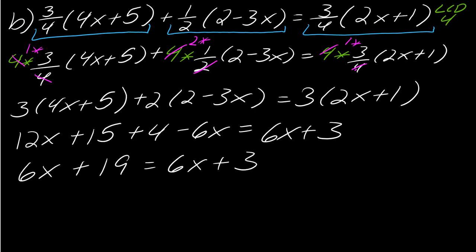And then I always like to start with the x's, so I'll go ahead and subtract off the 6x. Now look at what happens in this. 6x minus 6x actually means that the 6x's drop out. So I'm left with 19 equals 3.